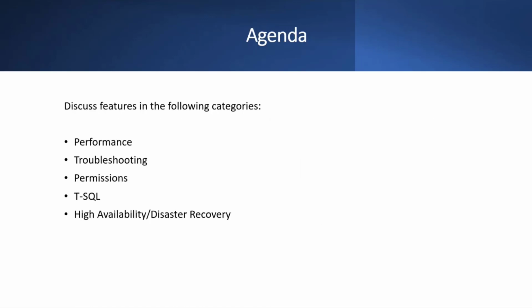So the agenda today is we're going to touch on the following categories of features so that you can see how modern SQL Server features are going to simplify or improve your experience as a data professional. We're going to look at some things in the category of performance and troubleshooting, things that help you figure out what happened to your data. We're going to look at a category of permissions where you can simplify how you give certain permissions. There have been a lot of T-SQL enhancements over the years, and so we're going to take a look at those. And then last, we're going to look at high availability and disaster recovery and new features in newer versions of SQL Server.